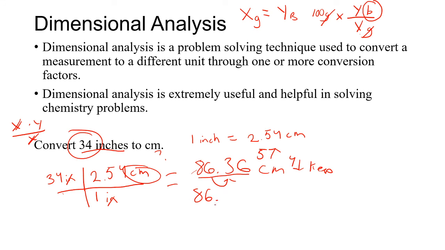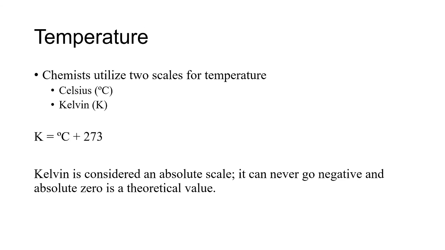Now you can put the decimal here, you don't have to. But again, 86 centimeters would be your correct answer there. And lo and behold, that's what we get. Notice here, you have your inches and your inches cancel. You're left with centimeters on top. You get 86 centimeters at the very end. So that's dimensional analysis. Let's do some other quick math, but with temperature.